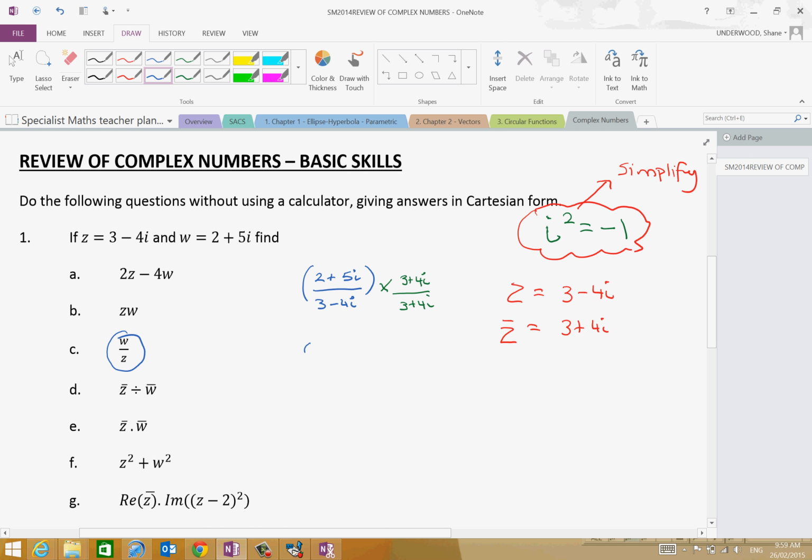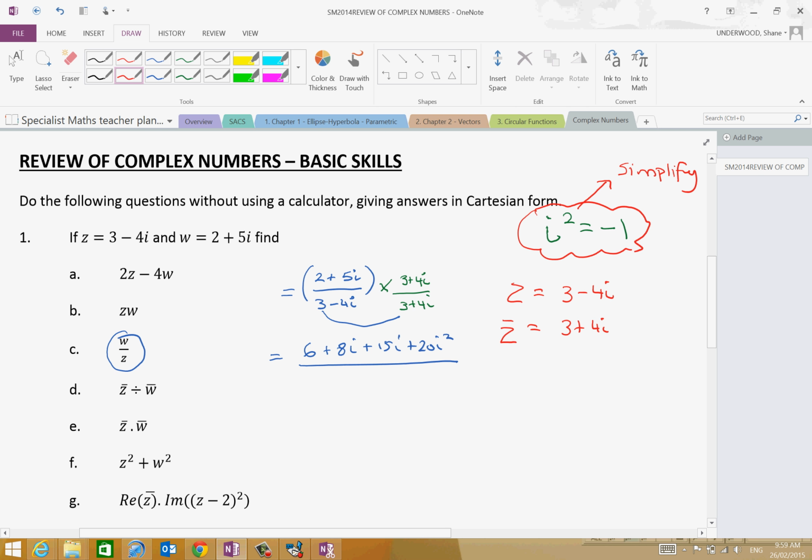2 times 3 is 6. 2 times 4i is 8i plus 15i plus 20i squared. That's what I get on the top. Now we instantly know that if I multiply 3 minus 4i by its conjugate, is it going to be real? Yes, it is, because it's a difference of two squares almost, isn't it? So 3 times 3 is 9, minus 4i times 3 is minus 12i. The imaginary part's going to disappear. And it always is the case.